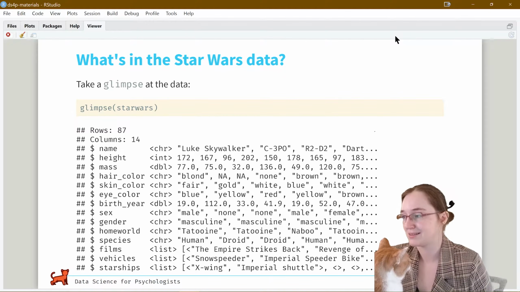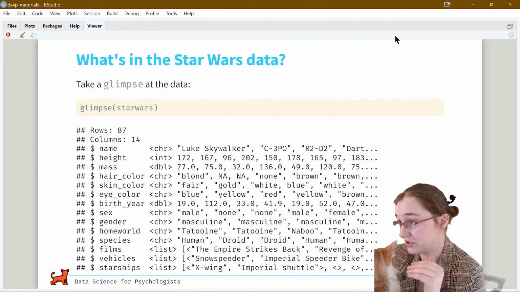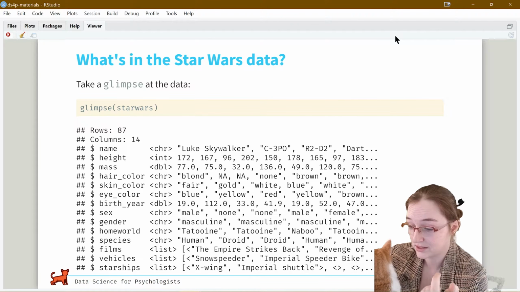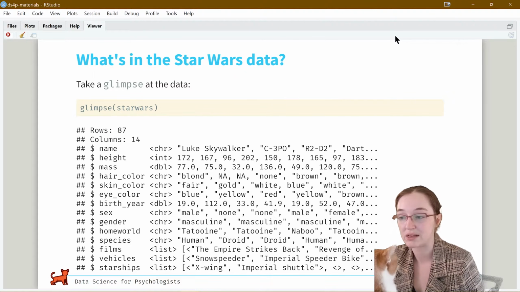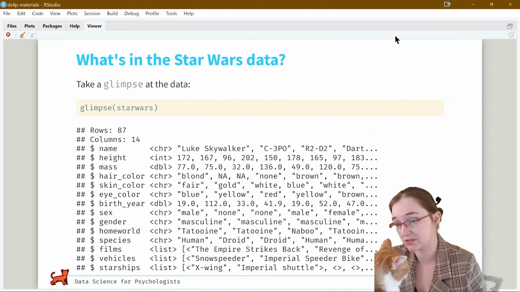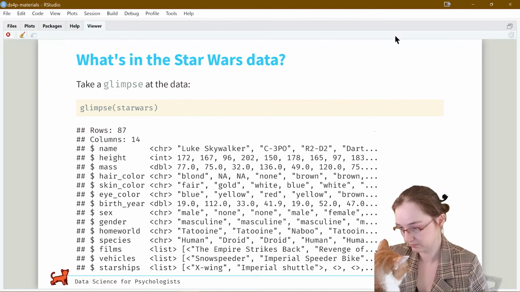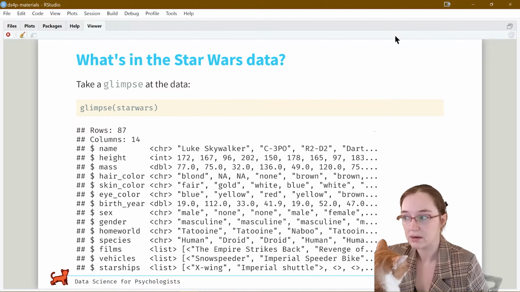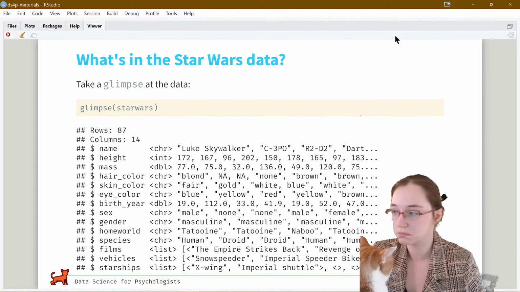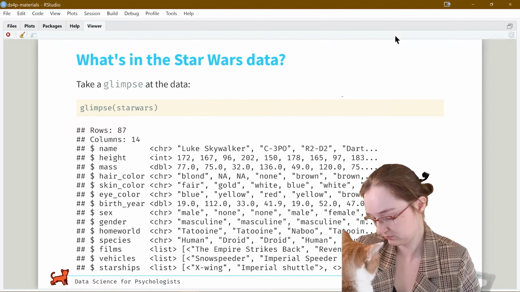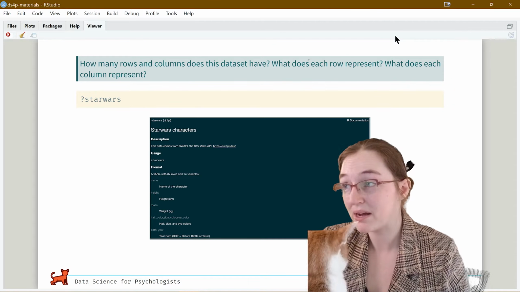So what's in this data set? Let's take a peek. Here we're using the glimpse function, and it is literally just giving us a sneak peek of a couple people in here. We got Luke, we got C-3PO, we got R2-D2, we got some Darth, probably Vader, by looking at the homeworlds. But we're just taking a peek. We're not getting the full kit and caboodle, but it's enough to have some sense.